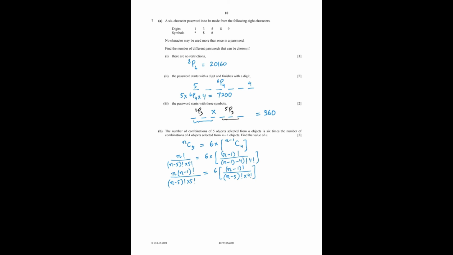Now we can simplify the equation here. n minus 1 factorial and n minus 1 factorial cancel, n minus 5 factorial and n minus 5 factorial cancel. So the leftover part is n divided by 5 factorial equals 6 into 1 divided by 4 factorial. After simplification you will get the value of n, and that equals 30. That is your answer.